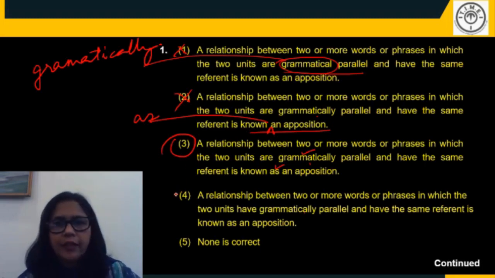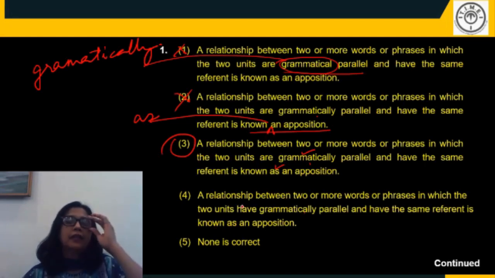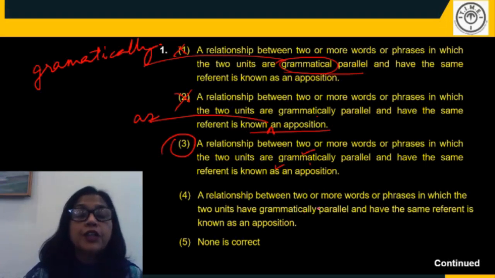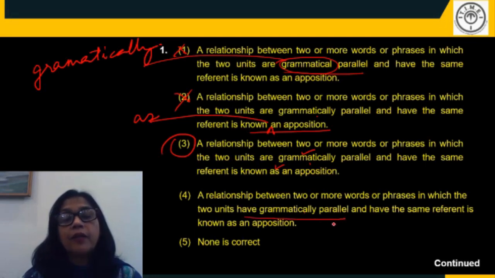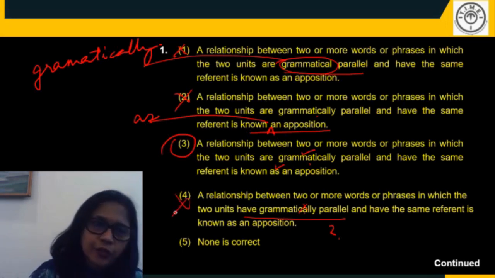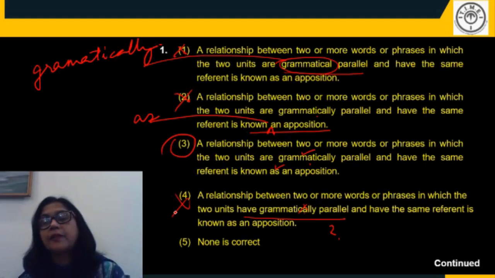But while you're learning and practicing, I need to tell you and you also need to understand the error and the type of error in any sentence. Over here: a relationship between two or more words or phrases in which the two units have grammatically parallel, what? Wrong here. And have the same referent is known as an apposition. So we have a correct answer in the third one.